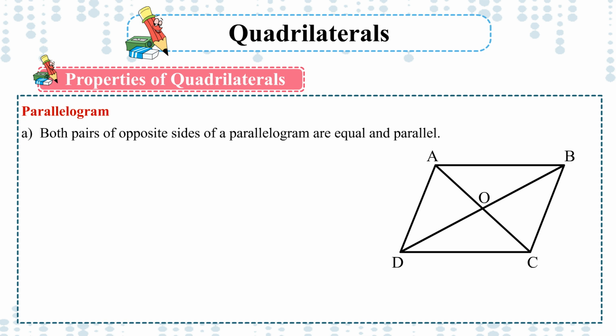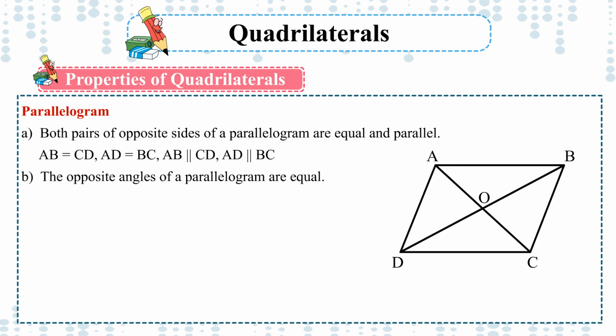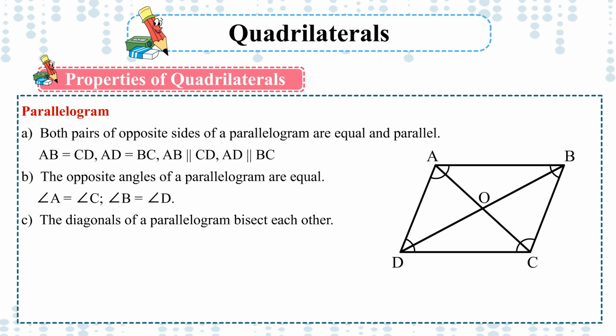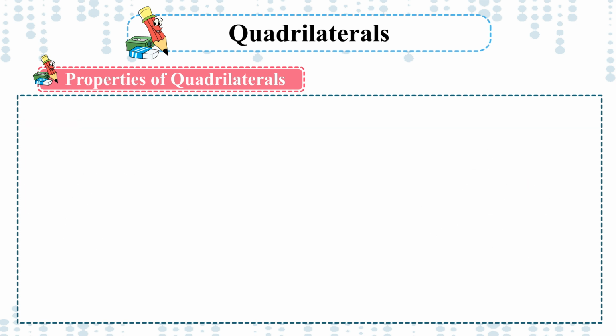Parallelogram. A. Both pairs of opposite sides of a parallelogram are equal and parallel. AB is equal to CD. AD is equal to BC. AB is parallel to CD. AD is parallel to BC. B. The opposite angles of a parallelogram are equal. Angle A is equal to angle C. Angle B is equal to angle D. C. The diagonals of a parallelogram bisect each other. AO is equal to OC. OD is equal to OB.